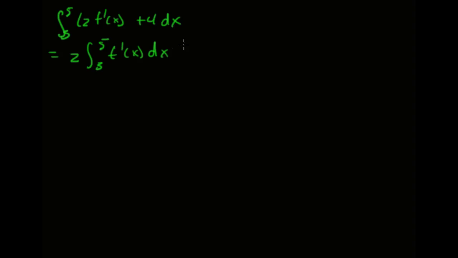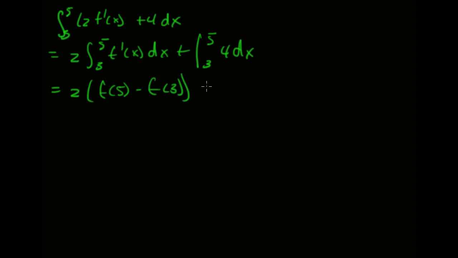Okay, so part B gives us another integral. It says evaluate the integral from 3 to 5 of 2 f prime of x plus 4 dx. So what I did is I broke this apart. I made it 2 times the integral from 3 to 5 of f prime of x dx plus the integral from 3 to 5 of 4 dx. Well, fundamental theorem of calculus here says this is f of 5 minus f of 3. And this is width of 2, height of 4. So that's just going to be 8.